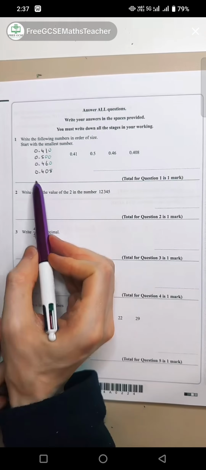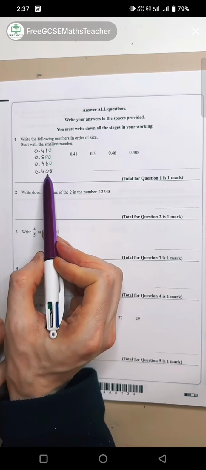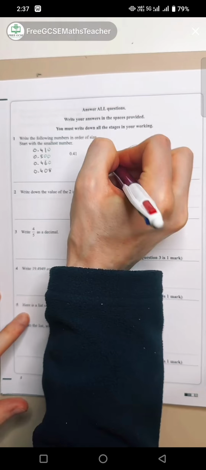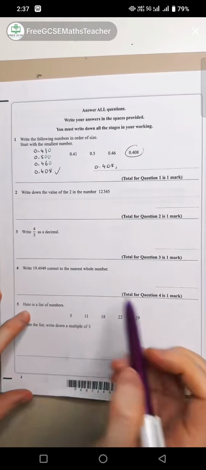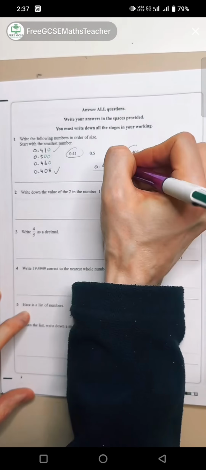Then starting from, they all start with 0. Next smallest number is one of the 4s. After 4, next smallest number is the 0. So therefore that must come first. So our smallest number has to be our 0.408. So 0.408. Our next smallest number, looking after 4, that starts with 6, that starts with 1. So it's going to be the 0.41.